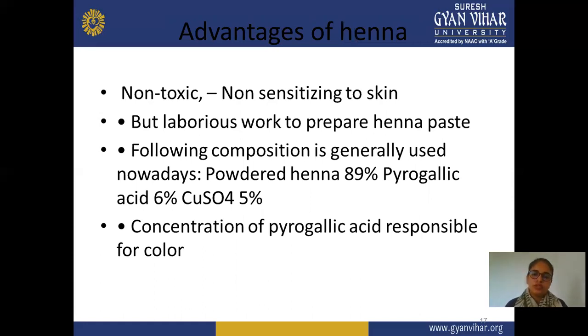And the composition generally used nowadays is powder henna, that is 89% henna, 6% pyrogallic acid, and CuSO4 5%. So this is the composition of henna nowadays, which is contained or present in henna. Henna is the large quantity, that is 89%. The other remaining percent is only 11%: 6% is pyrogallic acid and CuSO4 is only 5%. But 89% is your henna.